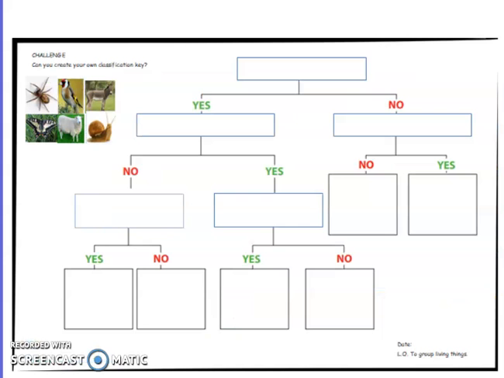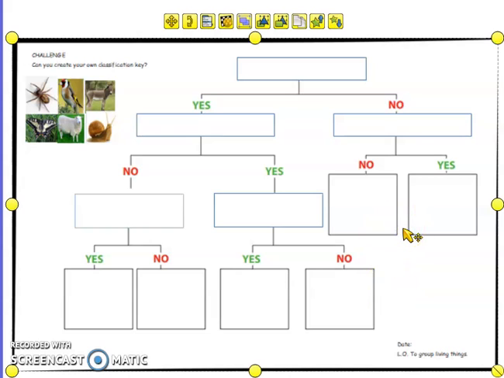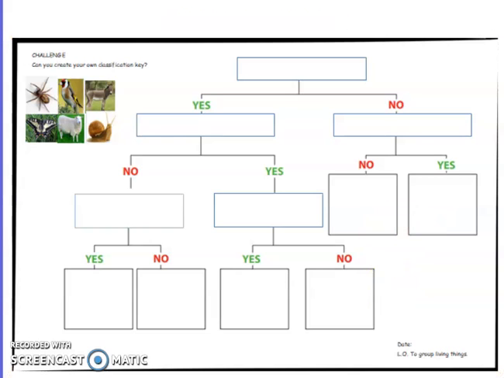When you finish your first activity, I'd like to challenge you to create your own classification key. You can either choose to use the animals that have been put onto the sheet, or you might want to choose your own animals. You need to write the questions to help separate them, thinking about their similarities and differences, and then draw the animals in the boxes underneath. Do you think you can have a go at that?